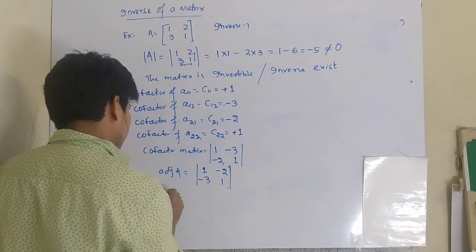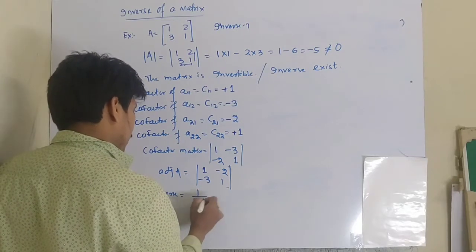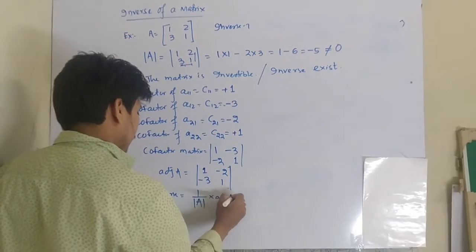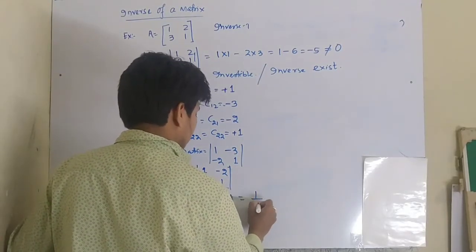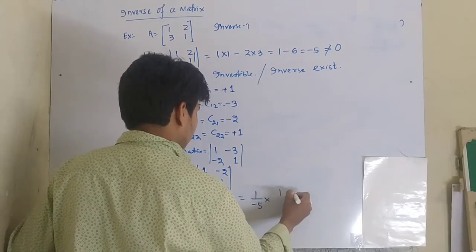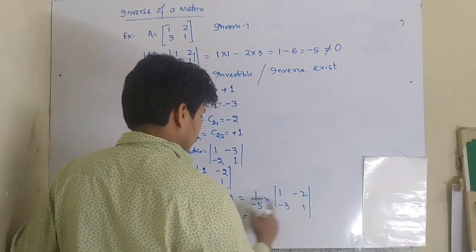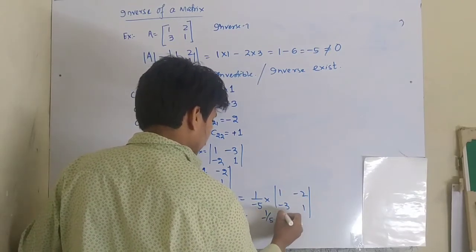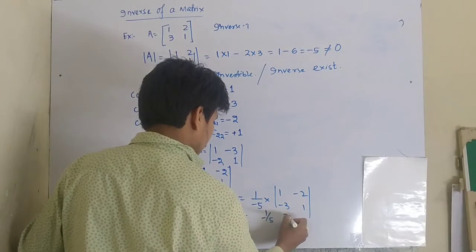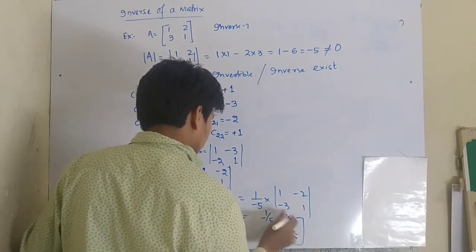Now the inverse is 1 by determinant A into adjoint A. That is 1 by minus 5 into [1 minus 2; minus 3 1]. And you have to divide both. 1 by minus 5, this entry is 2 by 5, this is 3 by 5, and this is 1 by 5.